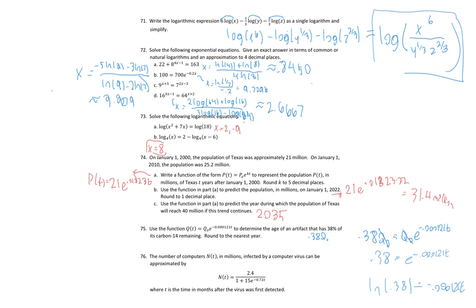And I'll divide by negative 0.000121. So ln of 0.38 divided by negative 0.000121. I got that t will be approximately 7,997. So we'd say 7,997 years old. So that's like older than the pyramids. Pretty impressive.